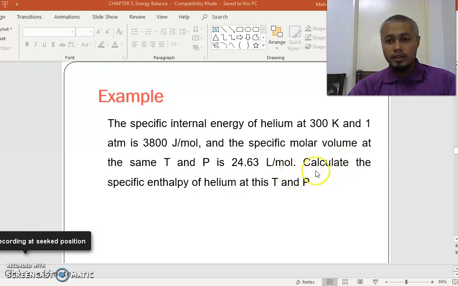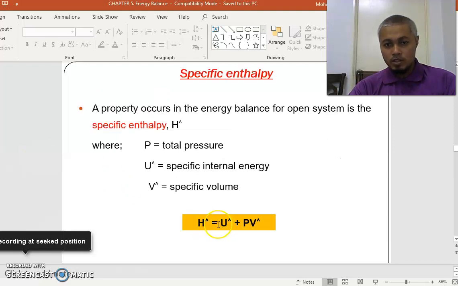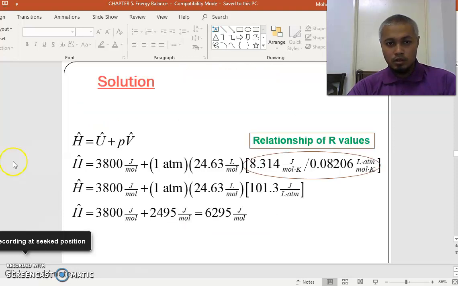So, in this case, we can use the previous formula that we have learned, which is this one. H equals U plus PV. Okay, we go to the solution. Now you have H. You need to find H.